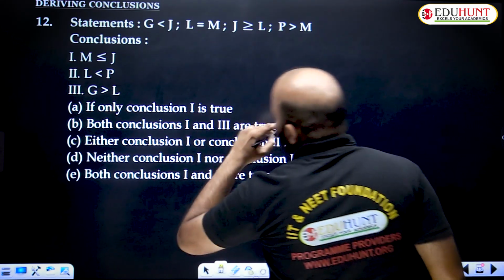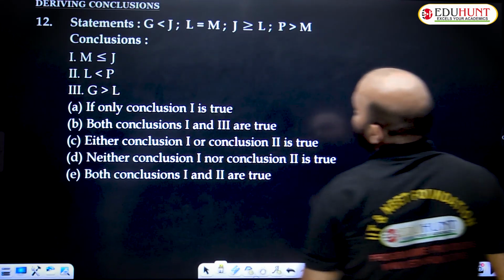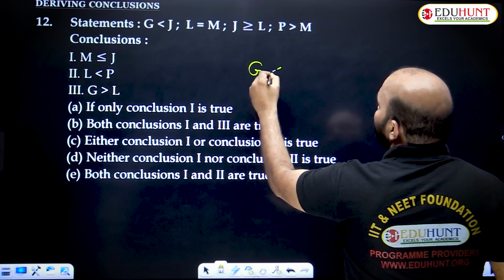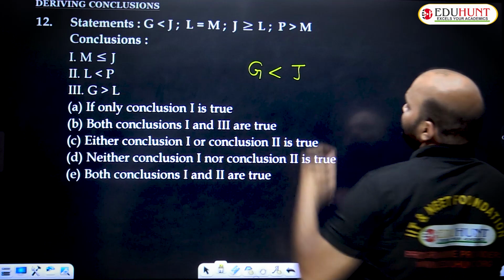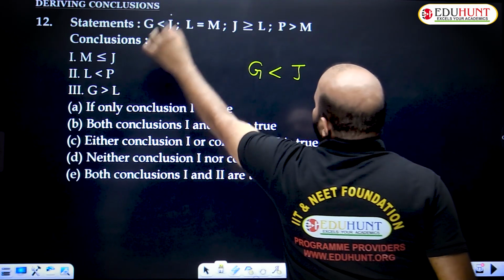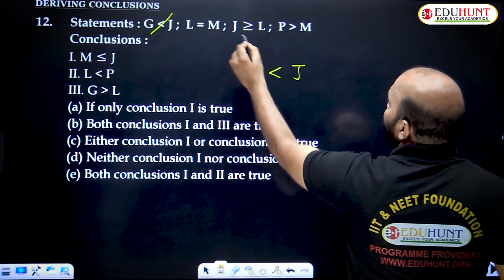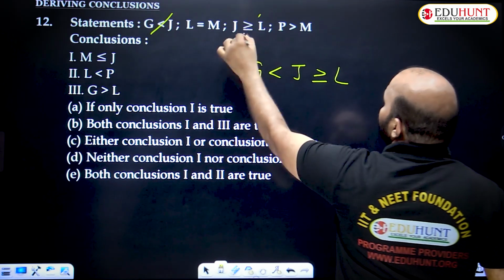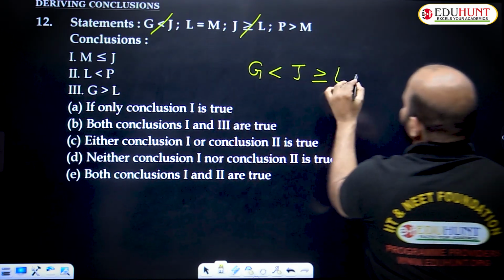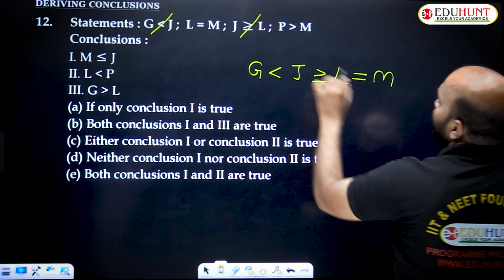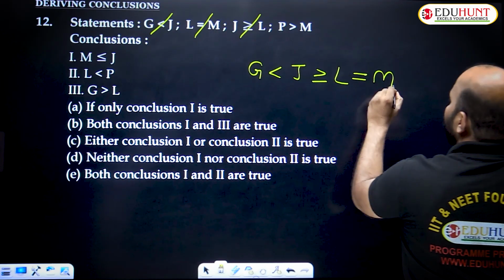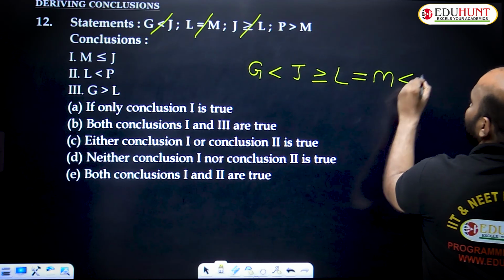So according to the given statements, firstly, G to J, what am I given? G is less than J. That is the first one. It's clear, okay? Next one, again J to L link. J is greater than or equal to L. Third one, it is also over. Next one, L equals M. Next one, P is greater than M. From M, it can be written M is less than P.